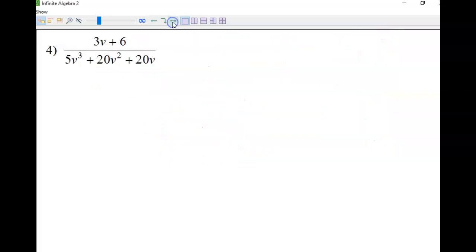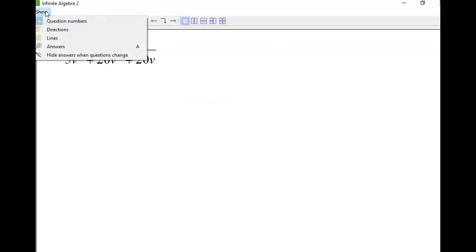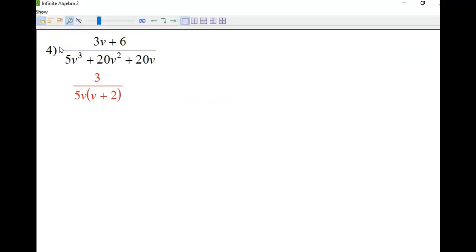As for number 4, this is just another reducing problem of the same nature, but if you want to see the answer, that's what you should end up with.